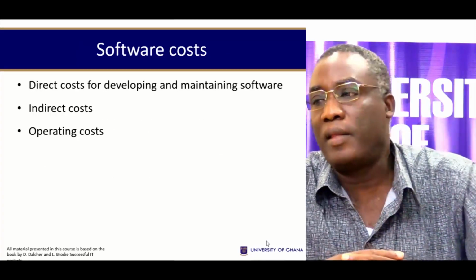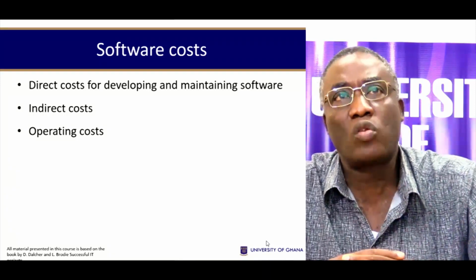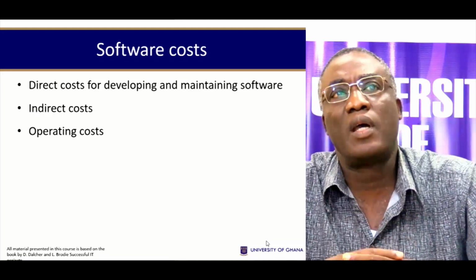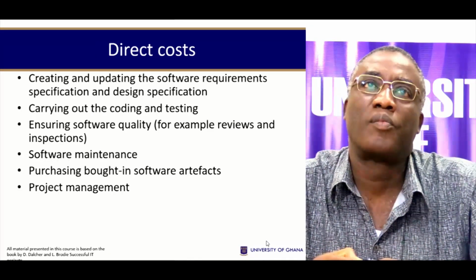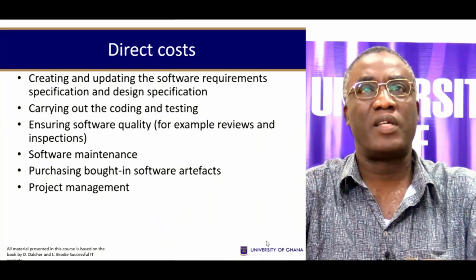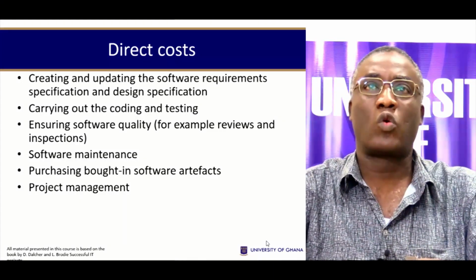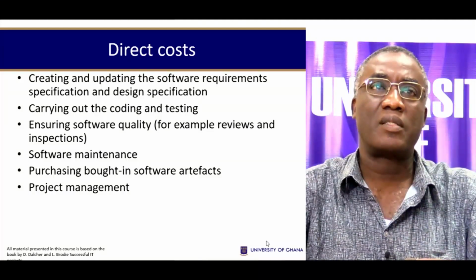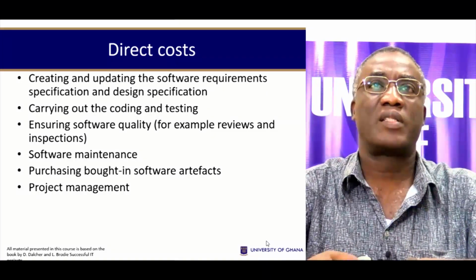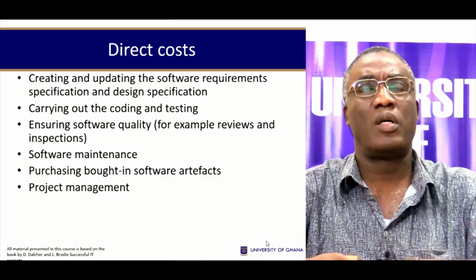For any software, there are a number of costs associated with it. This includes the direct costs for developing and maintaining the software, indirect costs, and operating costs. Direct costs include creating and updating the software requirements, specification and design, carrying out the coding and testing, ensuring software quality, for example, reviews and inspections, software maintenance, purchasing bought-in software artifacts, and project costs. So these are all costs that are directly related to the project software.